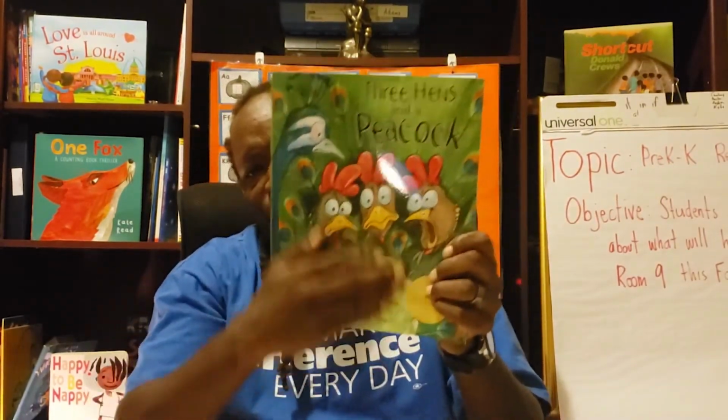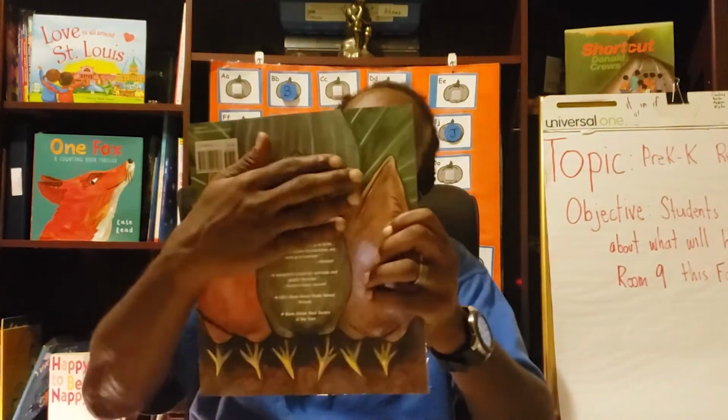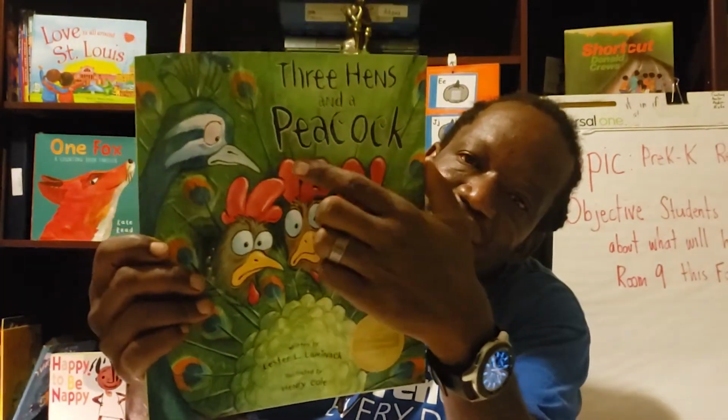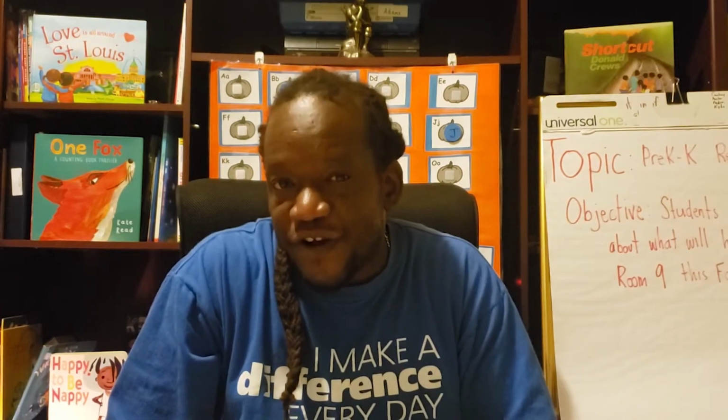And this is the what? That's right, the front cover. This is the back cover. This is the what? Spine. And you see these words up here? That's the title of the book. And somebody has to write this book. You know who writes the book? The author. The author writes the words in the story or the words in the book.